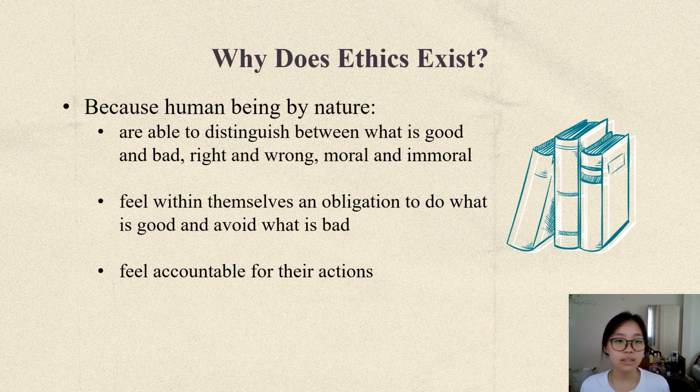Why does ethics exist? It is because human beings by nature are able to distinguish between what is good and bad, right and wrong, and moral and immoral. For example, by nature, treating others well is good, while hurting them is bad. Second, they feel within themselves an obligation to do what is good and avoid what is bad, and feel uncomfortable for their actions. When we do good, we naturally accept a reward, or a punishment if we have done something bad.